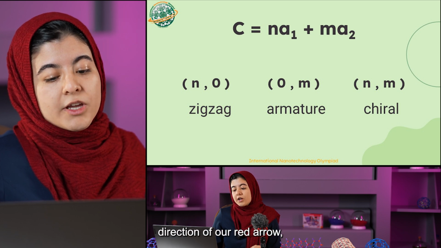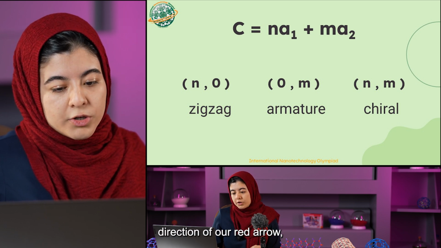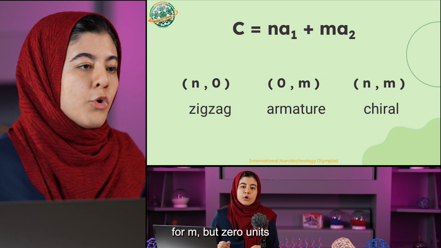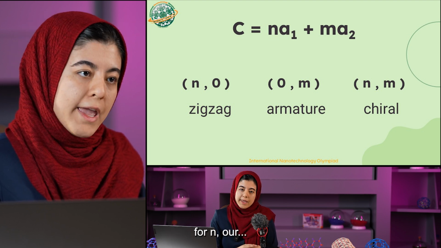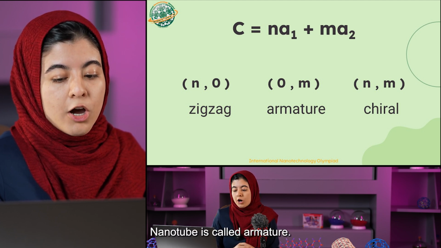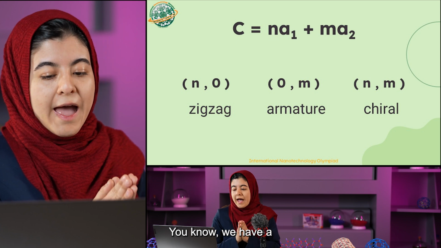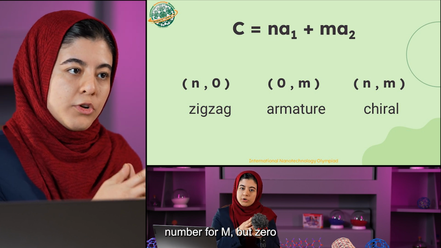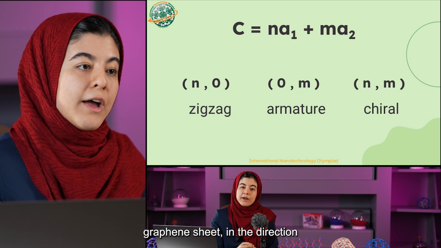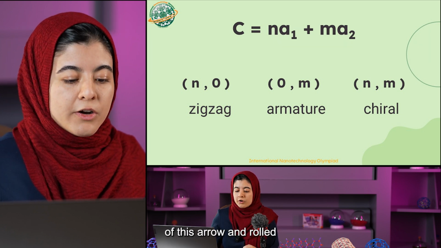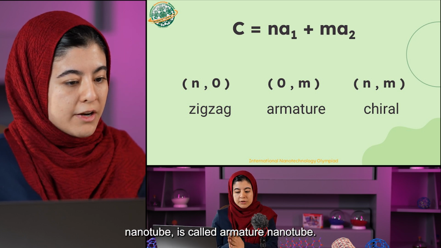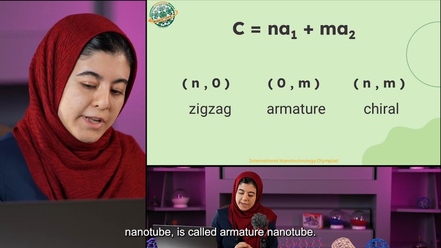If we go in the direction of our red arrow and we have some units for M but 0 units for N, our nanotube is called armchair. You know, we have a number for M but 0 for N. And we have cut our graphene sheet in the direction of this arrow and rolled it. Our synthesized nanotube is called an armchair nanotube.